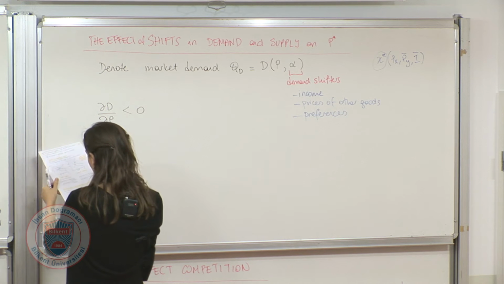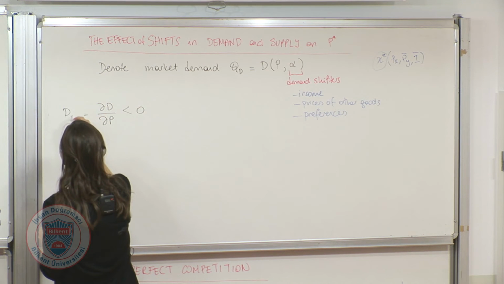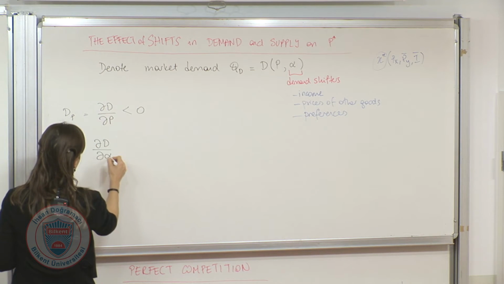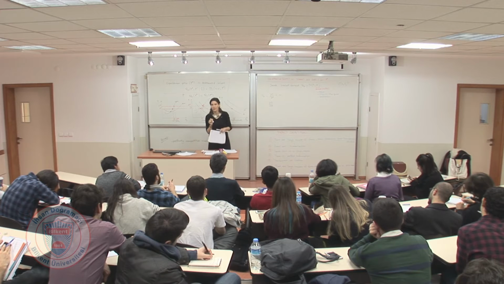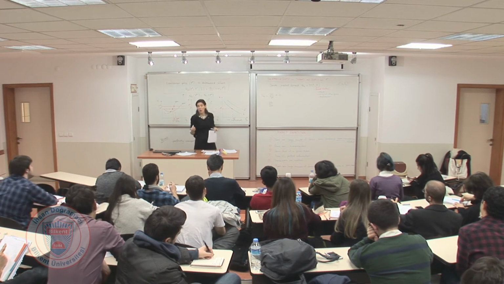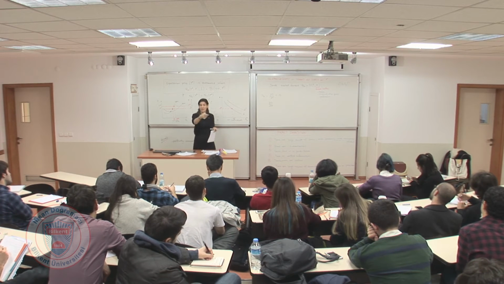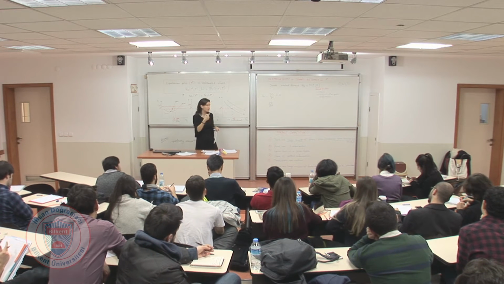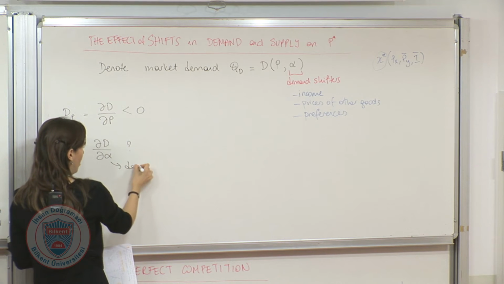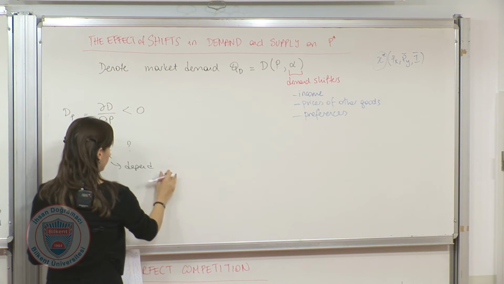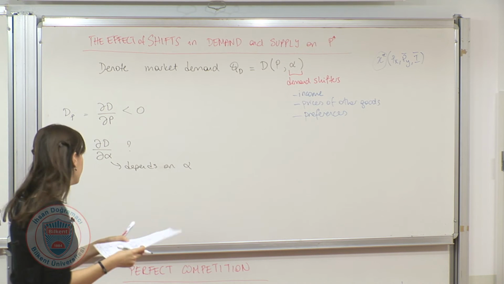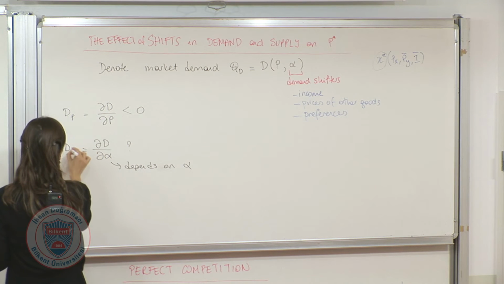So let's denote this by dP. And what is the sign of this? We don't know, right? It depends on the effect. If it's income, but if it's an inferior good, it's different. If it's normal, it depends on alpha. It can have any sign. So I'm going to denote this by d alpha.